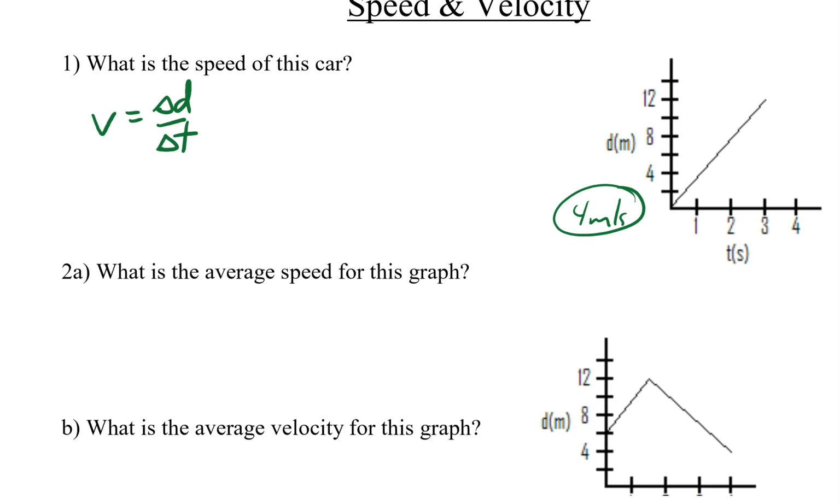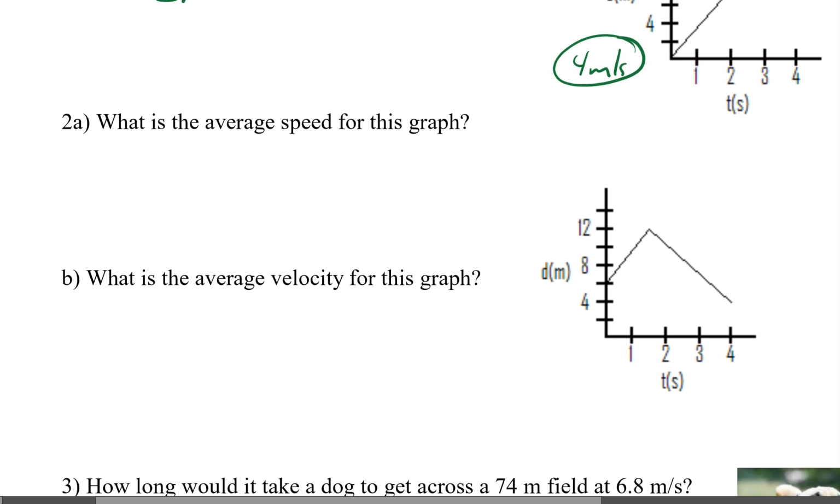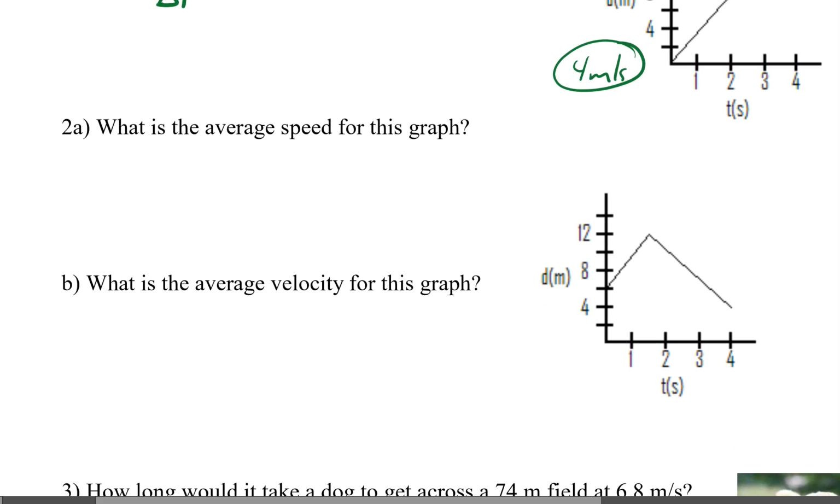Okay. Number 2 is a similar type of thing involving a graph. We're looking for the average speed and the average velocity of the graph. Speed and velocity are similar but different. Speed uses distance and velocity uses displacement.